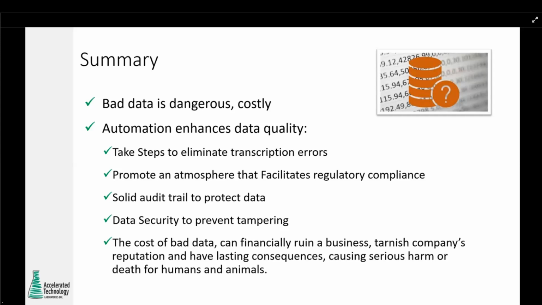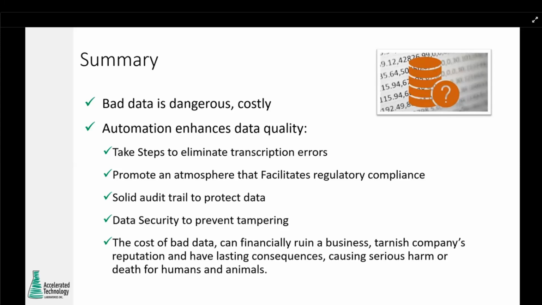It promotes an environment that facilitates data integrity and regulatory compliance. There's a solid audit trail to protect any changes to data, and data security is in place to prevent tampering. So only those people that have access, privileges, and permissions can access that data.